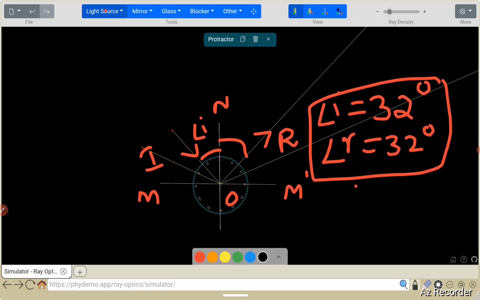Understood? So these are giving the angle of incidence equal to the angle of reflection, and also the incident ray, reflected ray and normal all lie in the same plane at the point of incidence. Okay, this is reflection of light by a plane mirror. Understood?